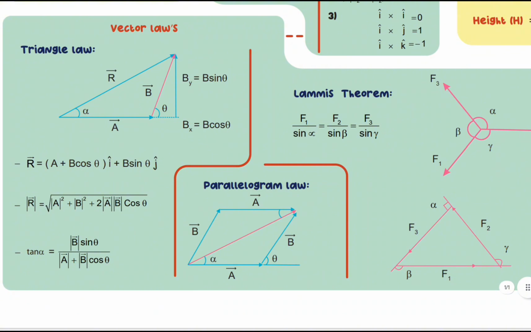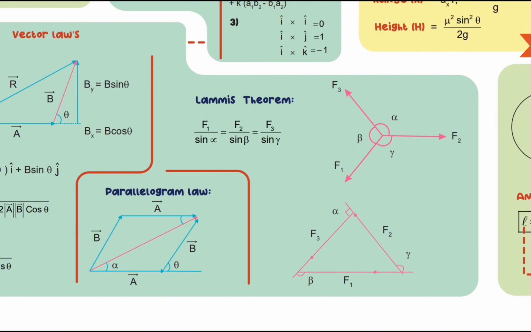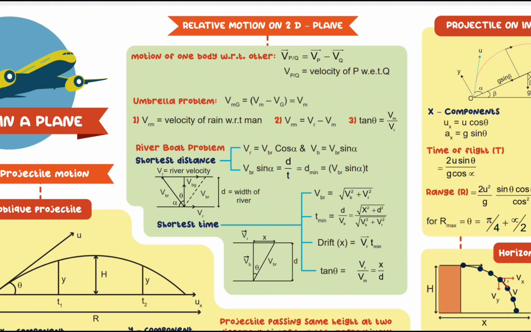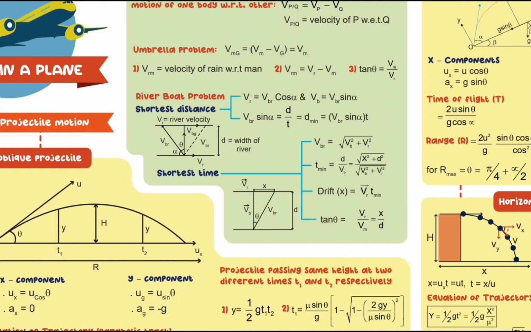Then we have a similar law known as the parallelogram law. Then Lami's theorem: in this diagram, F1 by sin alpha equal to F2 by sin beta equal to F3 by sin gamma. Relative motion in 2D plane: motion of one body with respect to another. Velocity of P with respect to Q equal to velocity of P minus velocity of Q. Umbrella problem: Vrm equal to velocity of rain with respect to man, and Vrm equal to velocity of rain minus velocity of man. Tan theta is equal to velocity of man divided by velocity of rain.